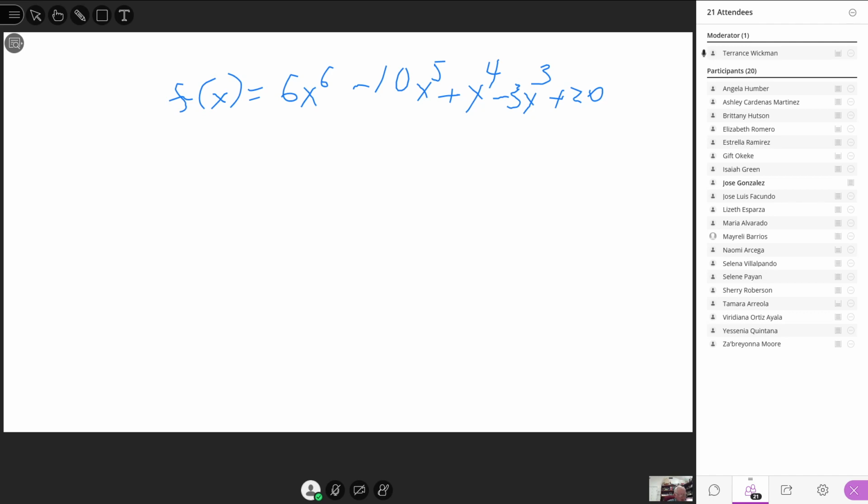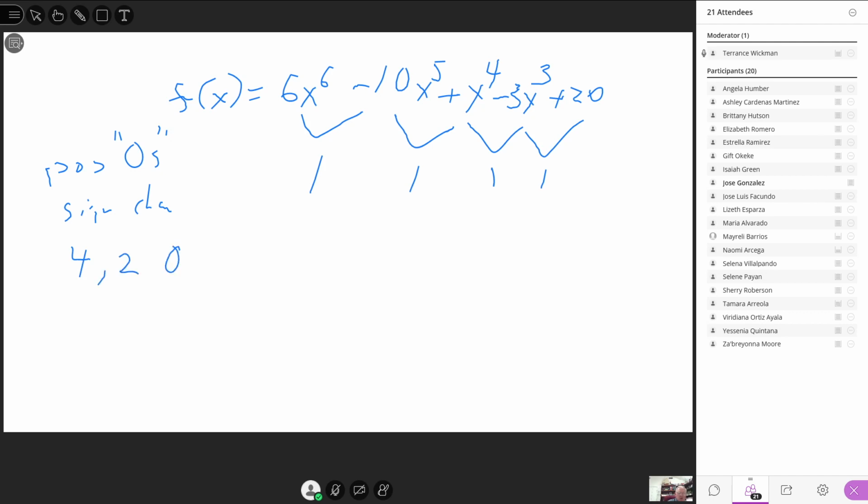To determine how many positive zeros there are, you look for the number of sign changes. From here to here is 1. From here to here is 1. From here to here is 1. From here to here is 1. So the number of possible zeros are in increments of 2 always: 4, 2, or 0. You start out with the 4 here, you have 4 sign changes, and you go down by 2. It gives you 2, and then you go down by 2 again and get 0. That's the number of positive ones.